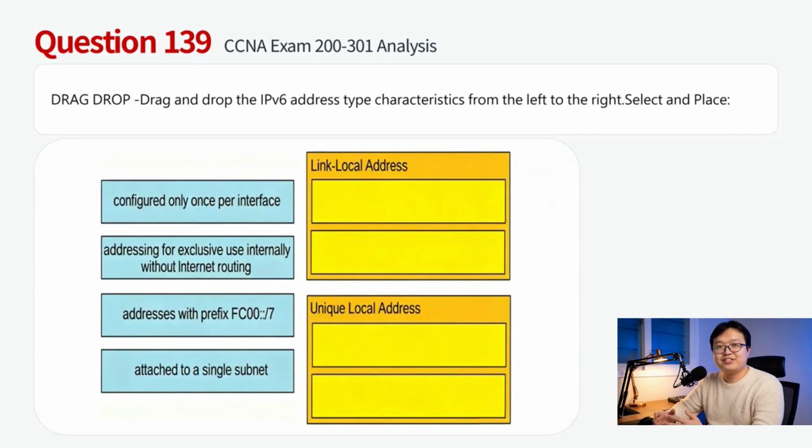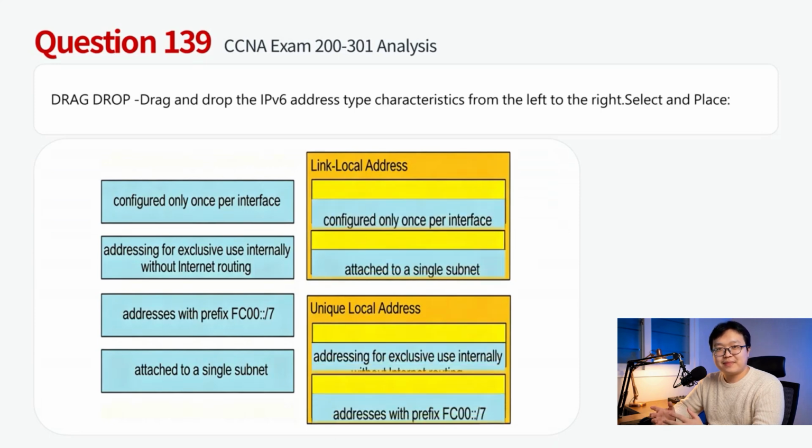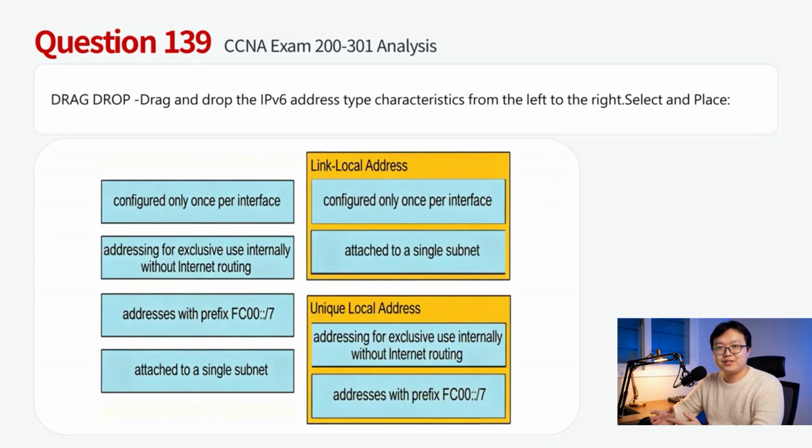Link local addresses starting with FE80::/10 are automatically configured once per interface and are only valid on the directly connected link. Unique local addresses in the FC00::/7 range are private addresses for internal use only and are not routable on the public internet. Therefore, the answer to this question is shown in the figure above.